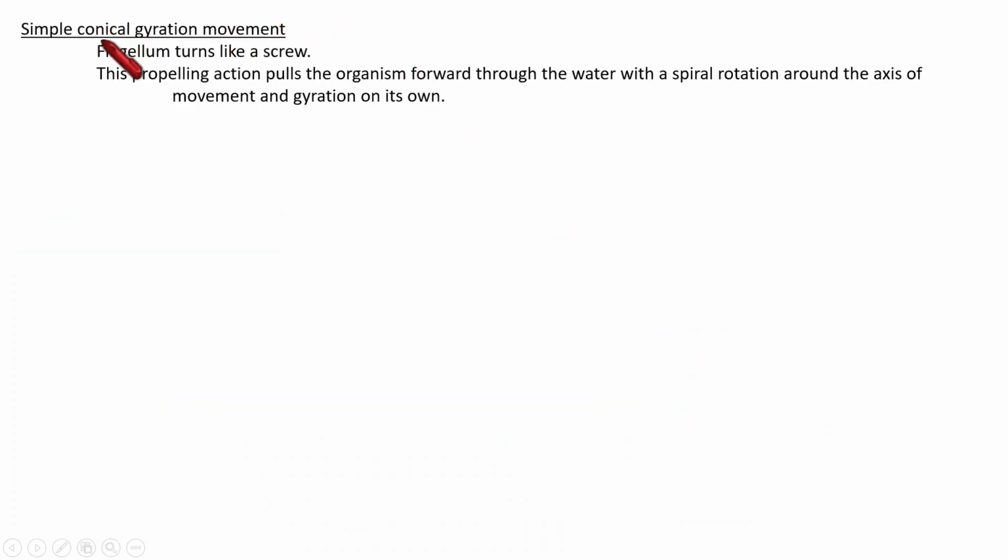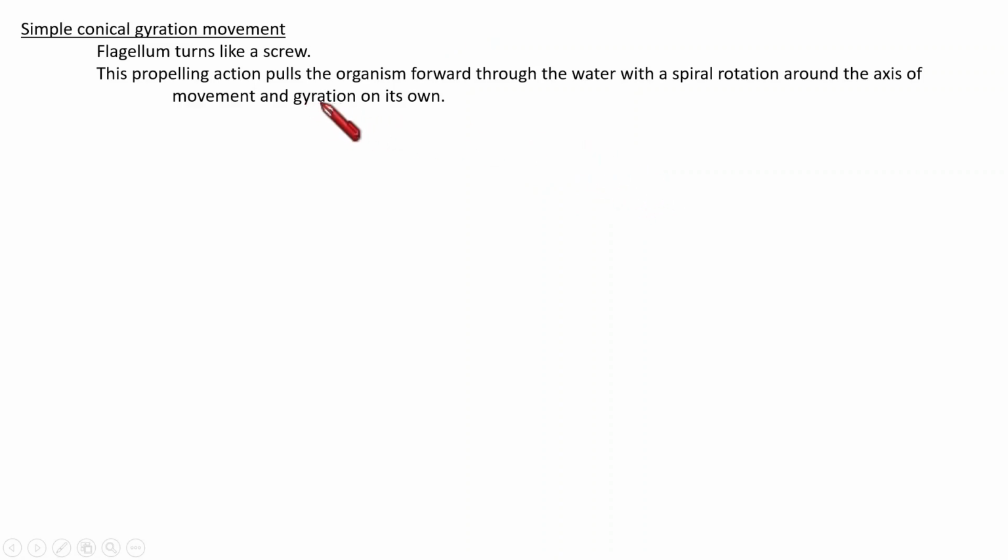So next one, simple conical gyration. Gyration movement means it's just like how a screw turns through something. The screw movement is a propelling action, and because of that propelling action, it pulls the organism towards the forward direction through the water with a spiral rotation around the axis of movement. Spiral rotation around the axis of movement means, suppose if that organism is moving, this is the axis of movement. Around that axis of movement, the flagellum shows a spiral movement, gyration.